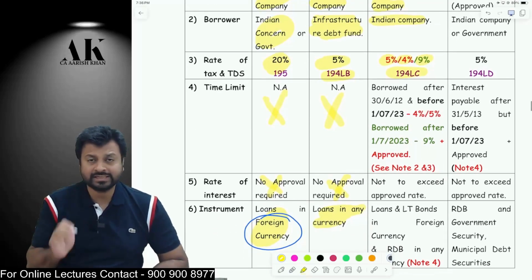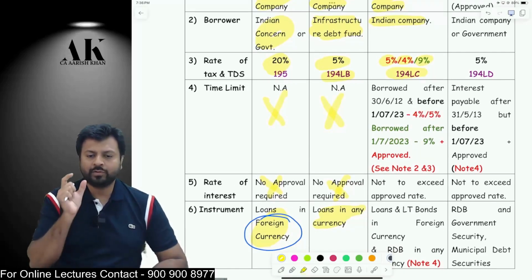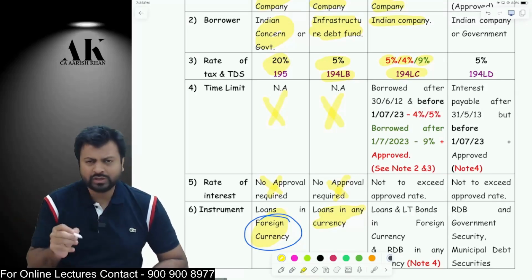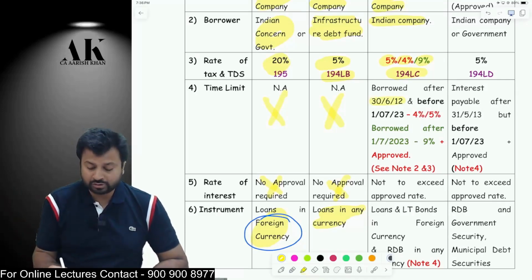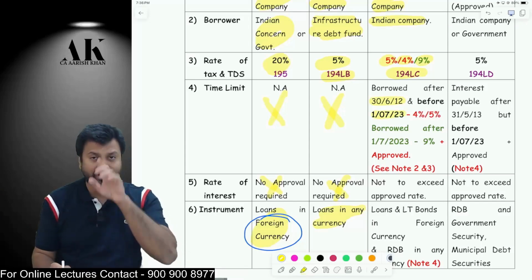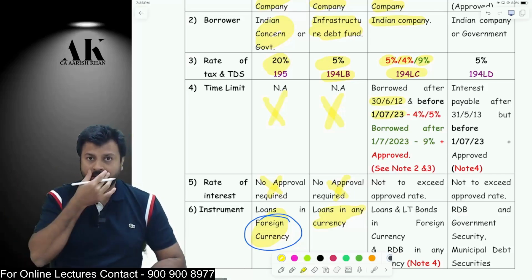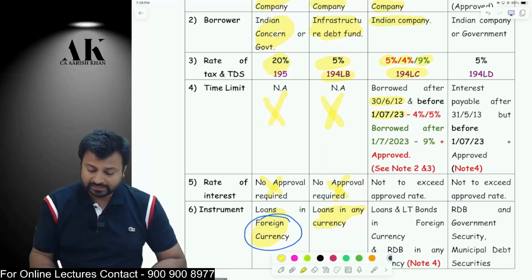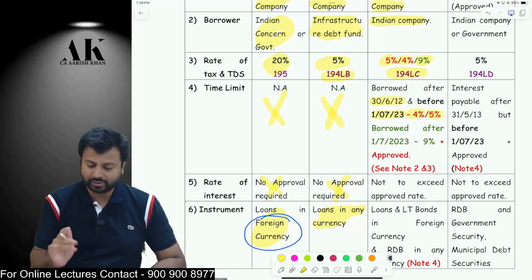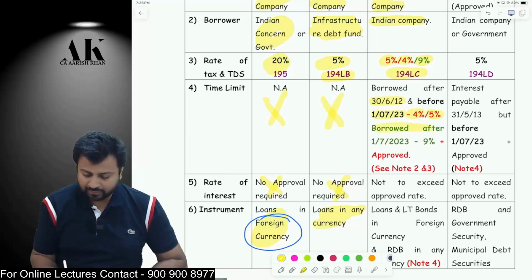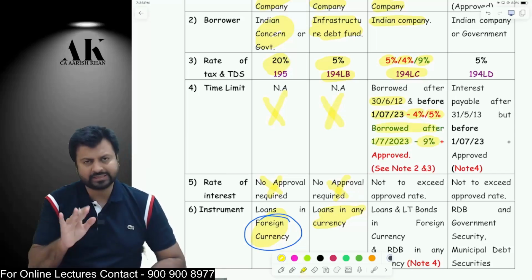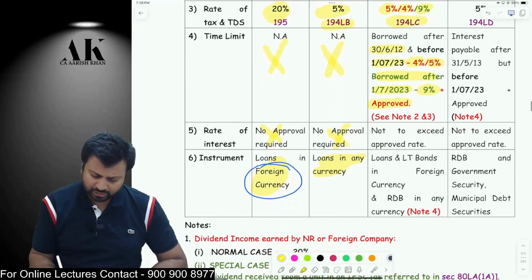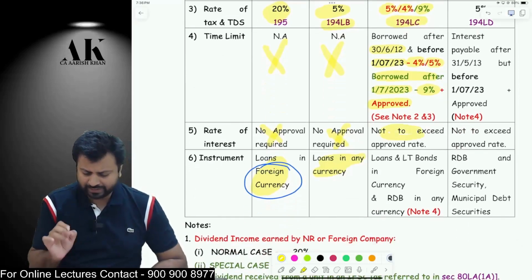Now the very first thing, there is a time limit to borrow the money. Only if you borrow the money within this period is this section applicable. Otherwise, this section is not applicable. What is the time limit? If the money is borrowed after 30th June 2012, but before 1st July 2023. So if you borrow on or after 1st July 2023, this section is not applicable. This section is only applicable if you borrow before 1st July 2023. Then the tax rate is 4% and 5% in some cases. The rates I will discuss in a while. Don't worry. If you borrow after 1st July 2023, in some cases it is 9%. It should be approved by the central government. I'll tell you all the cases. Don't worry about it. This point also I will address in a while.